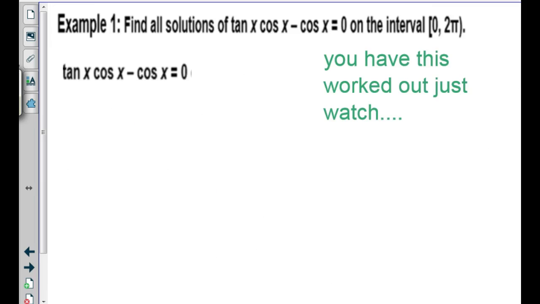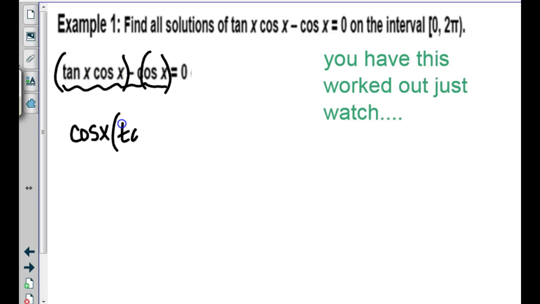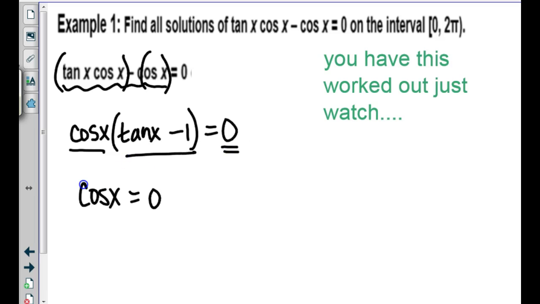So this one's worked out for you, so just watch for a second. If I had this, it already equals 0. What can I factor out of this side that those both have in common? Yes. So I factor out a cosine x. What's left here is a tangent x. And what's left back here if I factor out a cosine? Minus 1. Okay. Then because it's equal to 0, either this equals 0 or this quantity equals 0. So I say the cosine equals 0 or the tangent of x minus 1 equals 0.